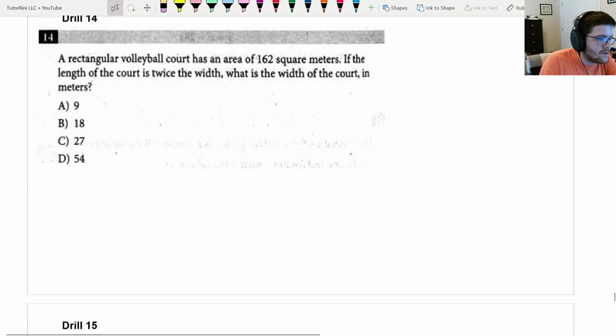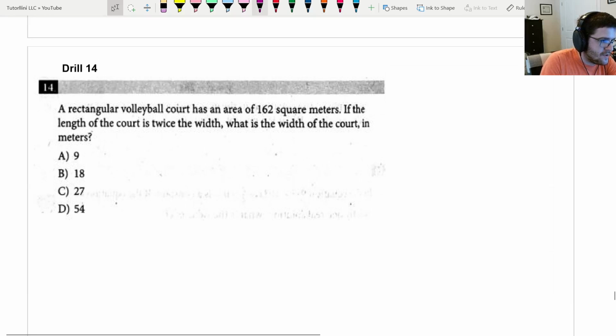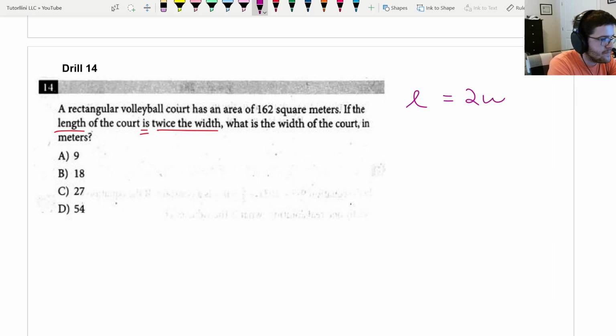Okay, if the length of the court is twice the width. So length is twice the width. Is means equals, so we can write L equals twice the width, 2W. And it says the area of a rectangle, by the way, this is on the reference sheet, is length times width, is 162. Now we're going to substitute for L because it's by itself.